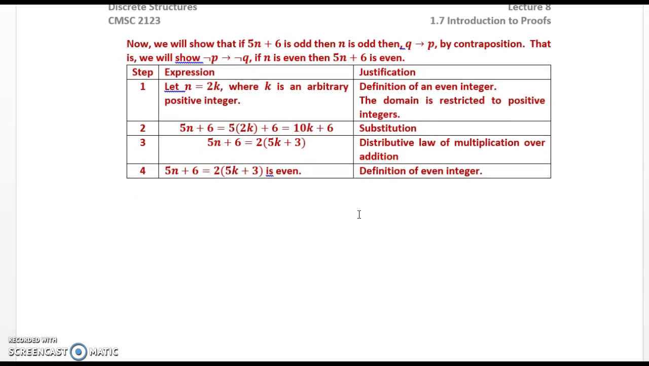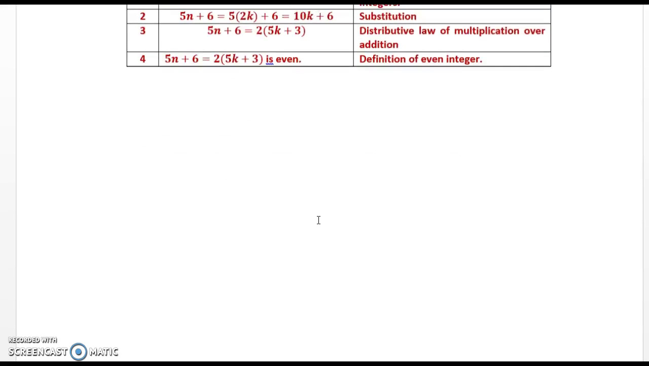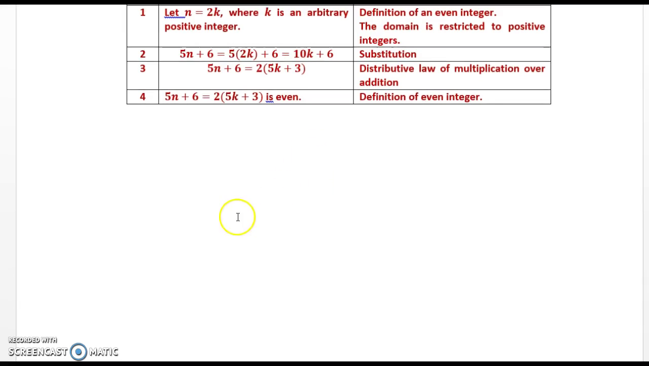Now we will show that if 5n plus 6 is odd, then n is odd. Q implies p by contraposition. That is, we will show not p implies not q: if n is even, then 5n plus 6 is even. Let n equal 2k, where k is an arbitrary positive integer. Then we have 5n plus 6 is equal to 10k plus 6. We factor out the 2, and we get 5n plus 6 is equal to 2 times the quantity 5k plus 3. And we know that this is an even integer by the definition of an even integer. And that concludes our lecture.